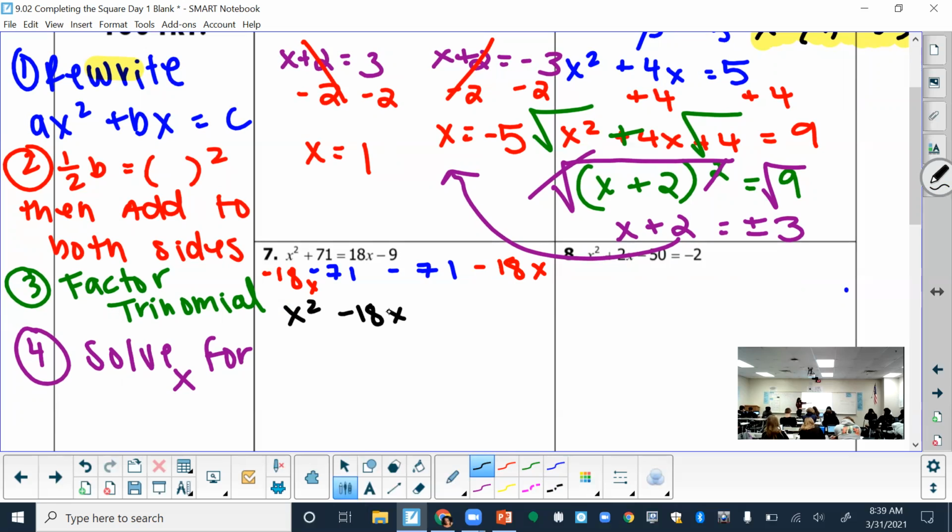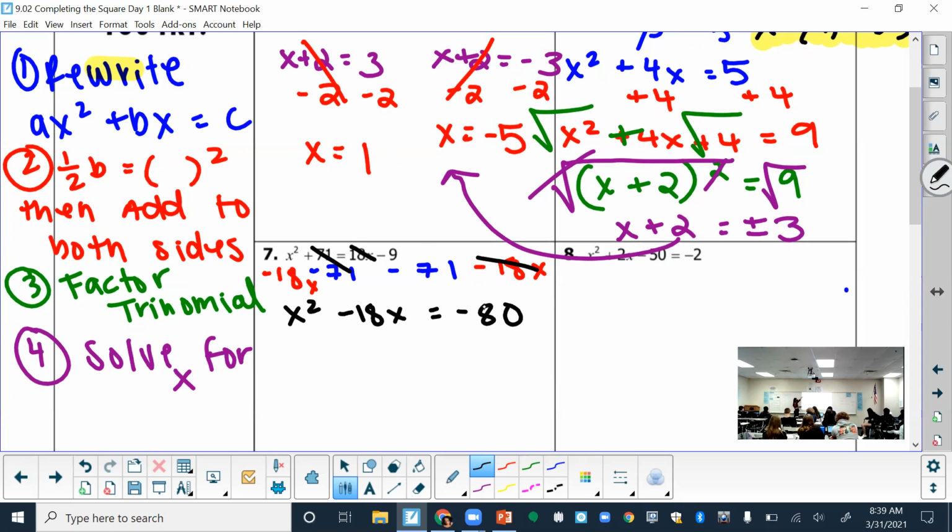These can be combined. 71 minus 71 is 0, right? That's what we wanted. We wanted no constants on the left. That's why we did that. On the right side, we can combine these. 18x minus 18x is what? 0, so they cancel out. That's good. That's the whole purpose of doing that. And then we can combine the constants, right? So what's negative 9 minus 71? Negative 80.